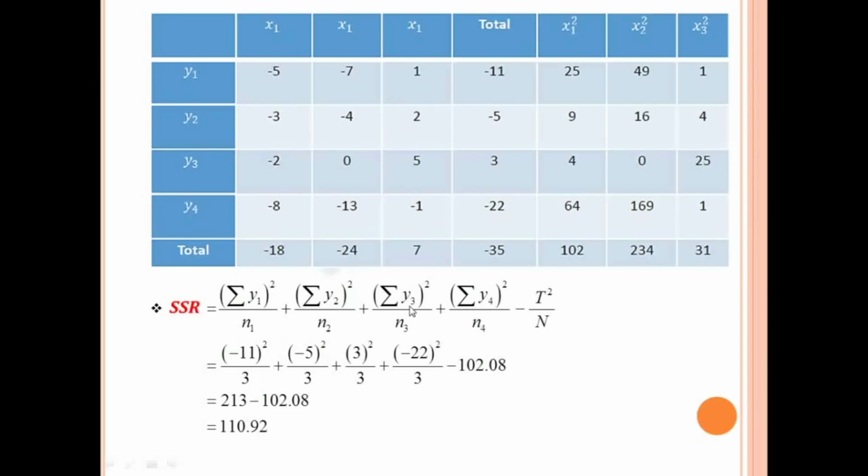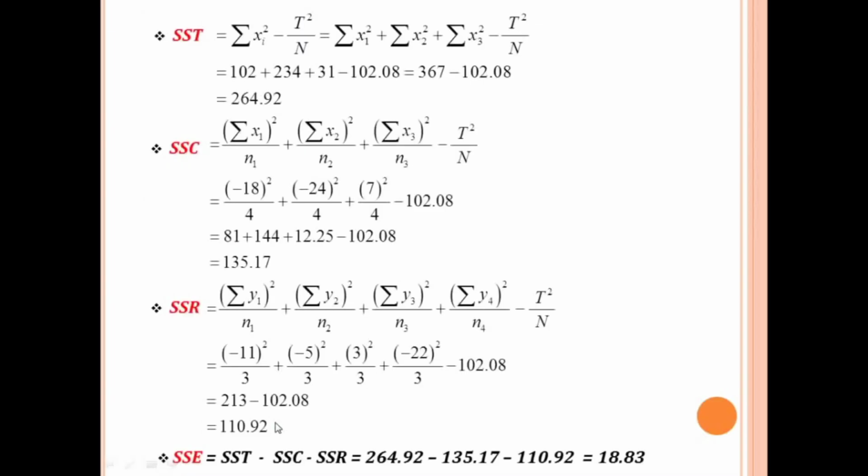Fourth row also 3. So that is the sample size in row wise; the previous one is the sample size in column wise. So after simplification, we get SSR equal to 110.92. Okay. So next we find SSE. What is meant by SSE?